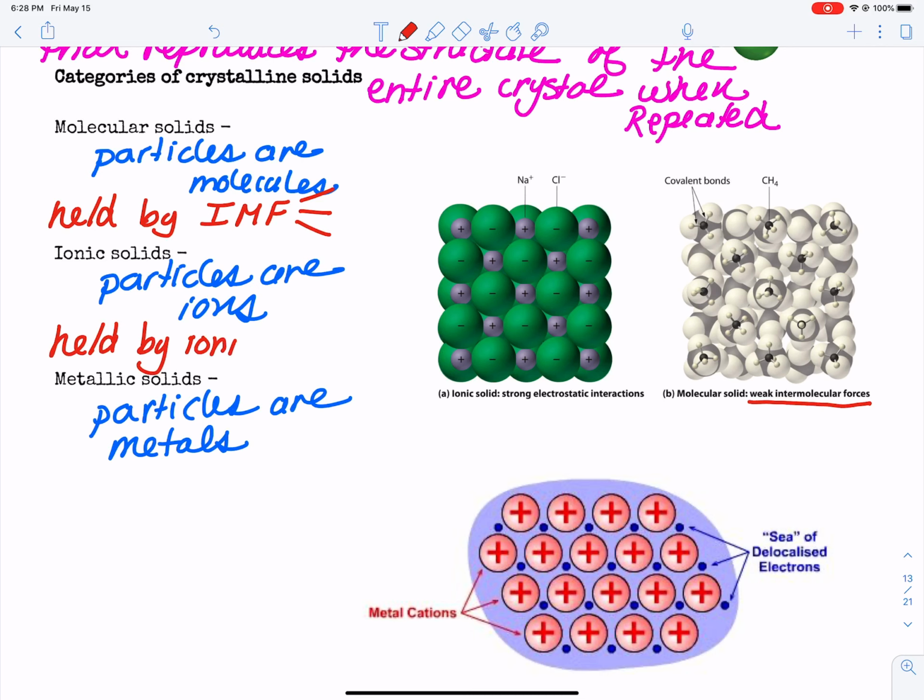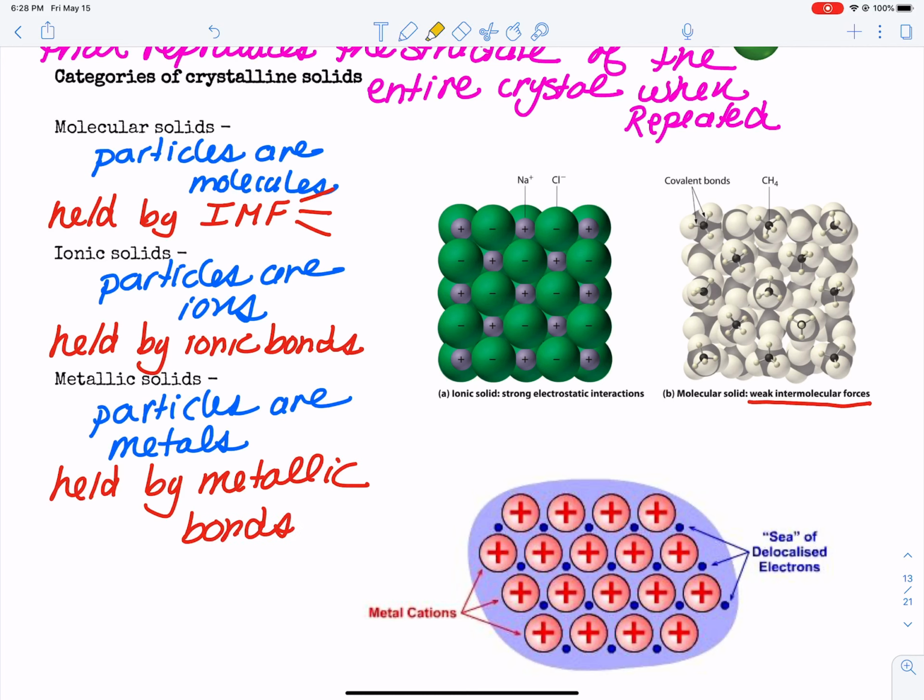Ionic bonds. Very strong. In metallic solids, what are they held by? Metallic bonds. And this bonding part is really important because bonds are very hard to break. You need to add a lot of energy, which means adding a lot of heat, in order to overcome ionic bonds or metallic bonds. But when you melt a molecular solid, all you need to do is overcome those intermolecular forces, which are generally very weak.